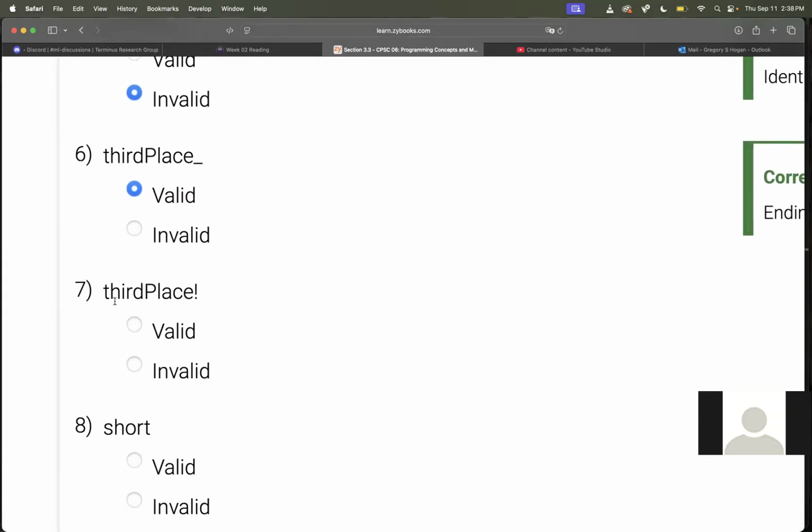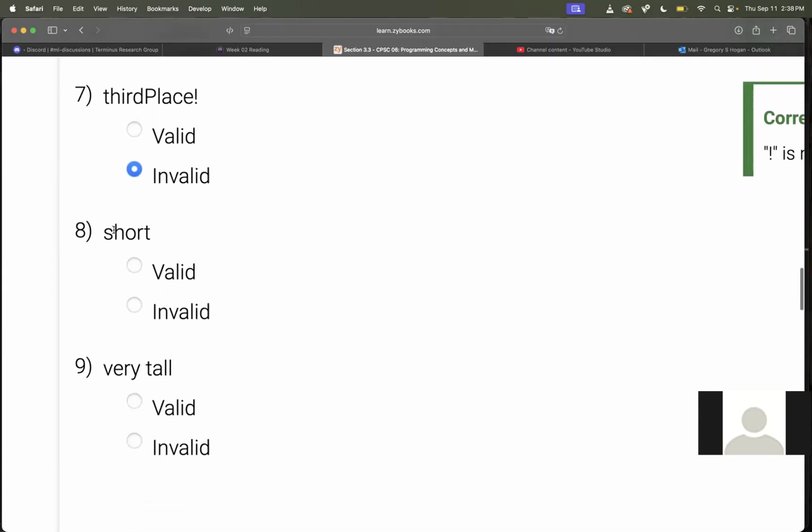Could you name something third place with an exclamation point? No. You cannot use exclamation points in variable names because the exclamation point already has another meaning in Java. So we can't just include them because it'll confuse the compiler. So that is not valid.